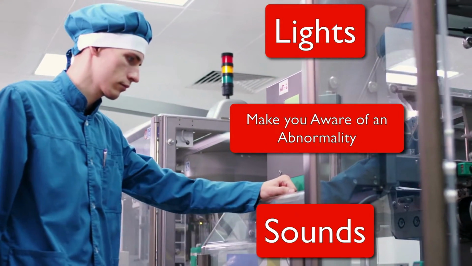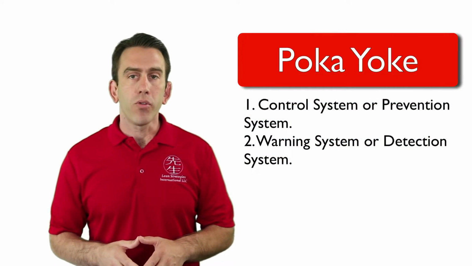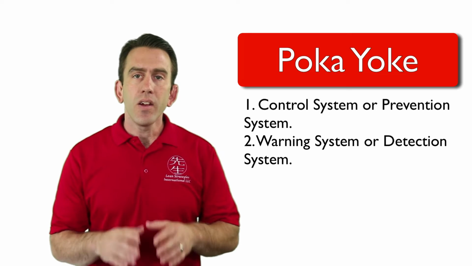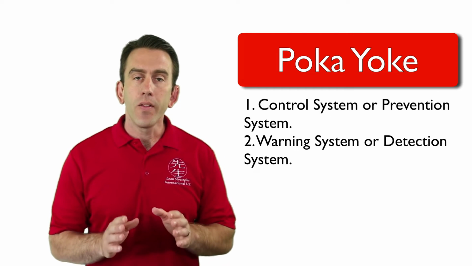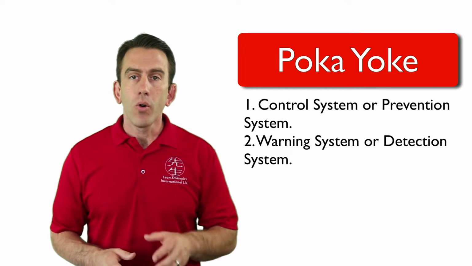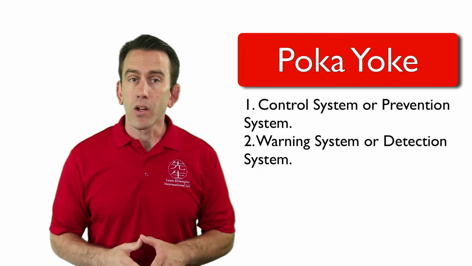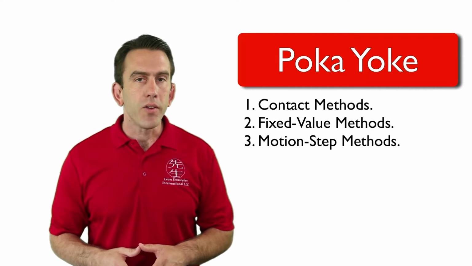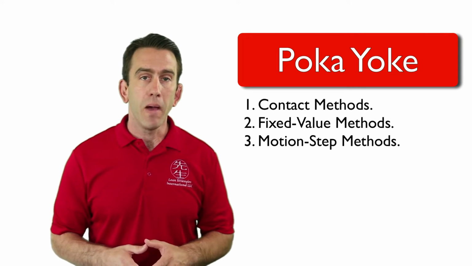Both types will make people aware of an abnormality, but only one type will stop or control the process automatically. The key difference between the two is that one is automated and the other is not. Poka-yoke also uses 3 different methods to facilitate the control or warning of an error. Those 3 methods are contact methods, fixed value methods, and motion step methods.